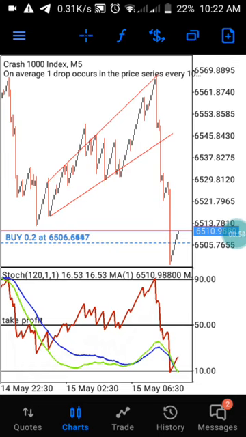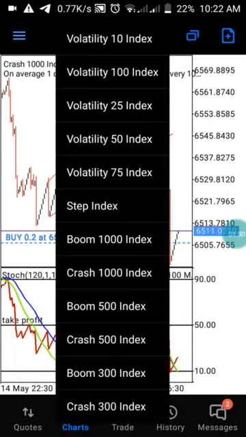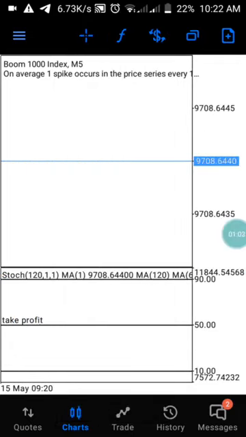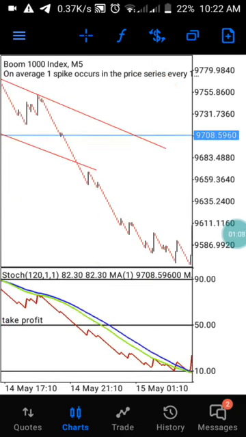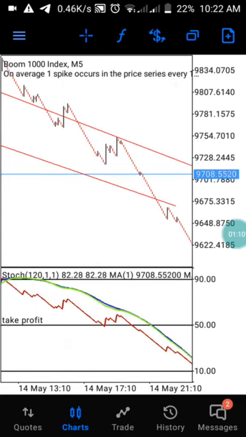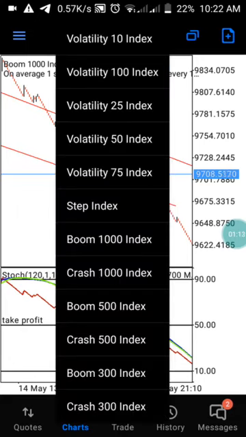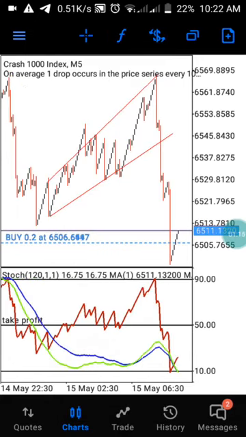As you can see now, this is Crash 1000 on the 5-minute time frame, and you can also use this strategy on Boom 1000 on the 5-minute time frame. So it works on Boom 1000 and Crash 1000 on 5-minute time frames. Let me explain how this strategy works before I show you the settings.